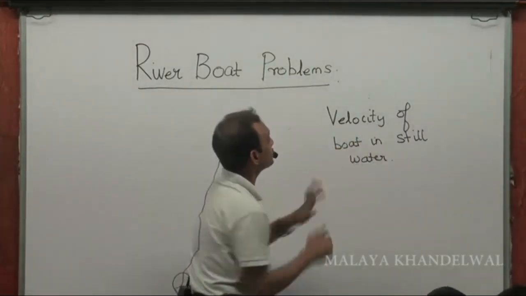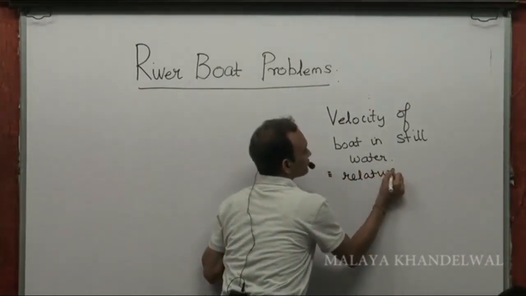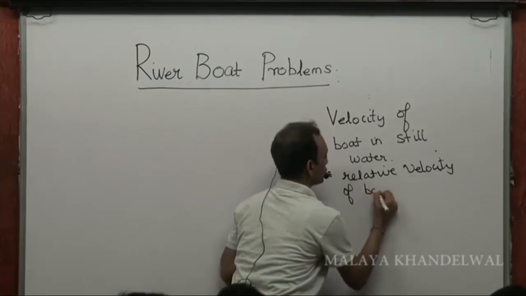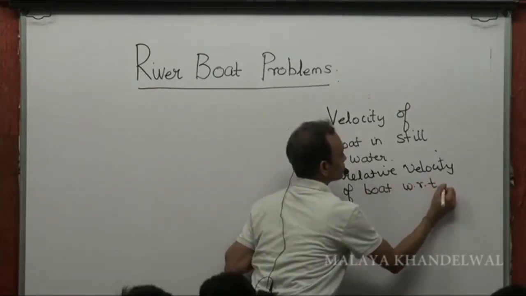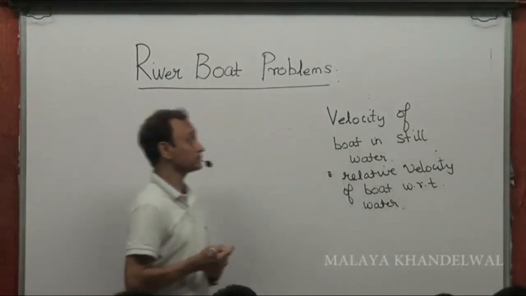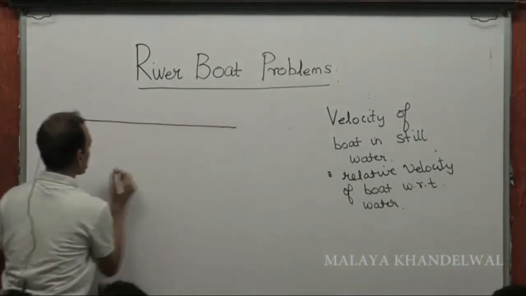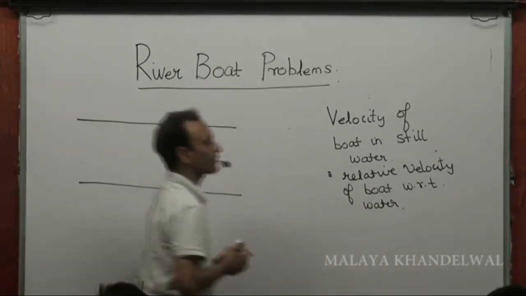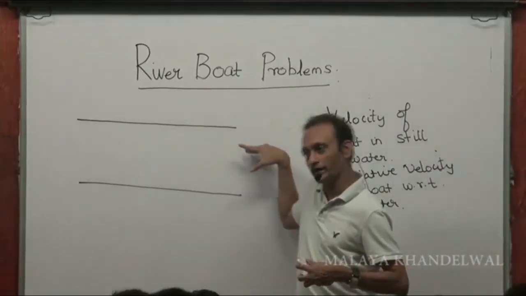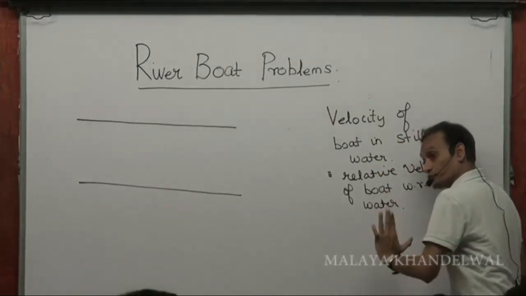So the terminology velocity of boat in still water really means the relative velocity of the boat with respect to water. This is what it means, right? Say this is a river flowing. We will assume for simplistic considerations the river to be flowing parallel to the shore. All right? And velocity of boat in still water is the relative velocity of boat with respect to water, right?